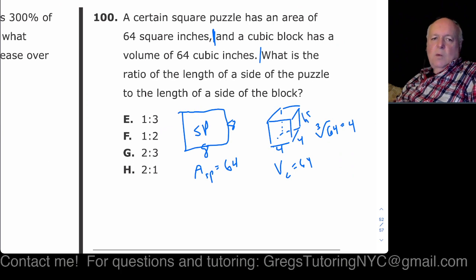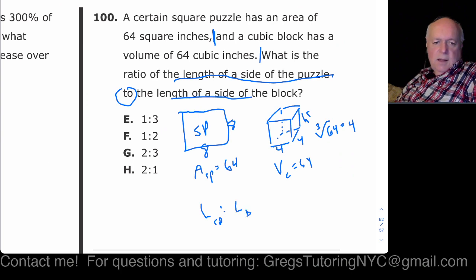Okay, so it says, what is the ratio of, as follows, the length of the side of the puzzle? So that's, we're going to have that length, and this word "to" means colon, so that's the length of the puzzle, to the length of the side of the block. So that's going to be the length of the block. All right, so we know the length of the other one is 8, and then colon, and the length of the block is going to be 4.